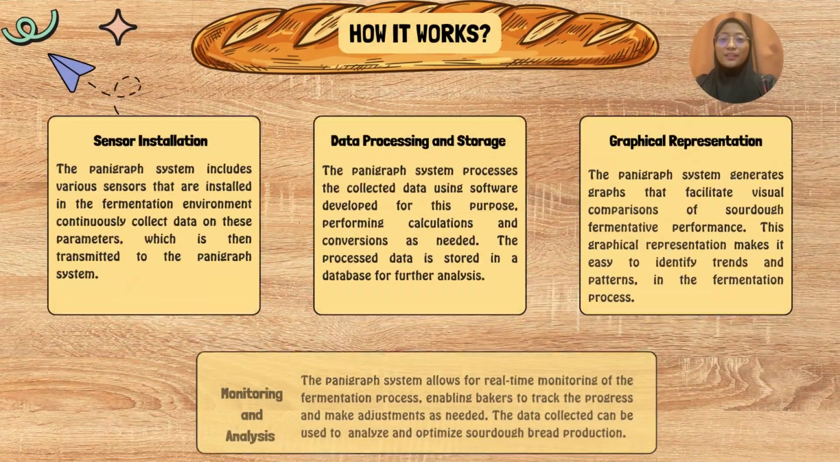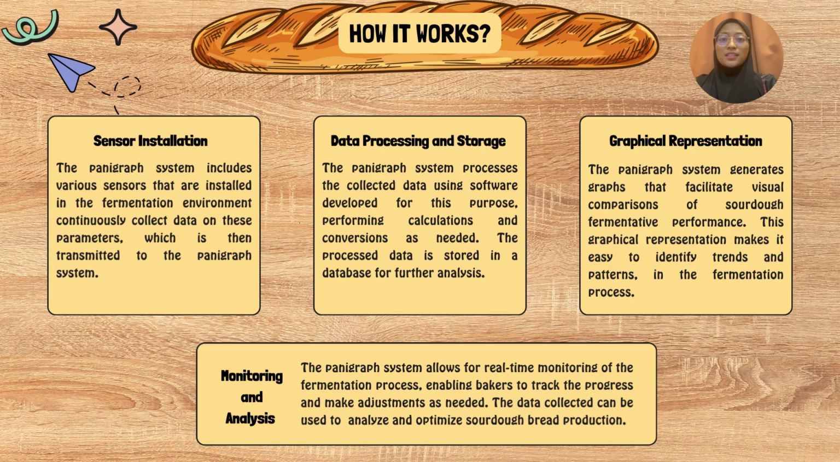How does the Panigraph work? First is the sensor installation. The Panigraph system includes various sensors that are installed in the fermentation environment, continuously collecting data on these parameters, which is then transmitted to the Panigraph system. Next is the data processing and storage. The Panigraph system processes the collected data using software developed for this purpose, performing calculation and conversion as needed. The processed data is stored in a database for further analysis.